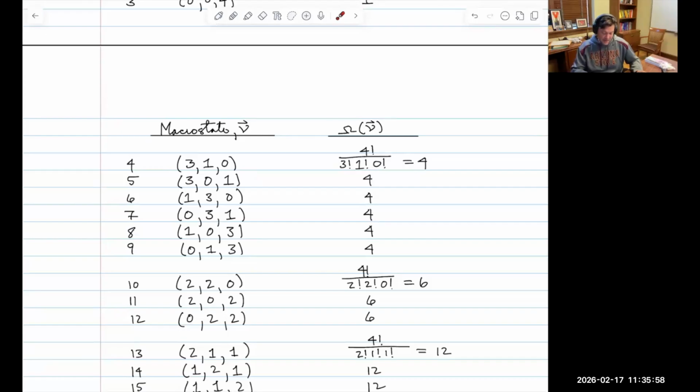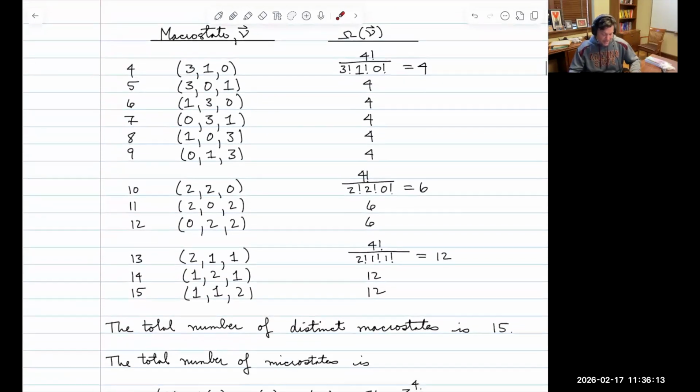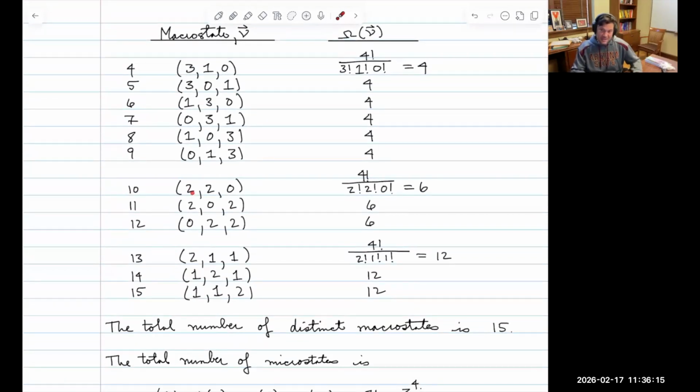All the rest of the macro states in this category are exactly like that. You specify which bin gets the three particles and which bin gets one particle, and then you decide how to choose that one particle to go in energy level 2. And there are four ways to do that, for example. What about if we want two particles exactly to be in energy level 1 and two in energy level 2 and none in energy level 3? Well, it turns out there are six ways of doing that, and so on for these cases.